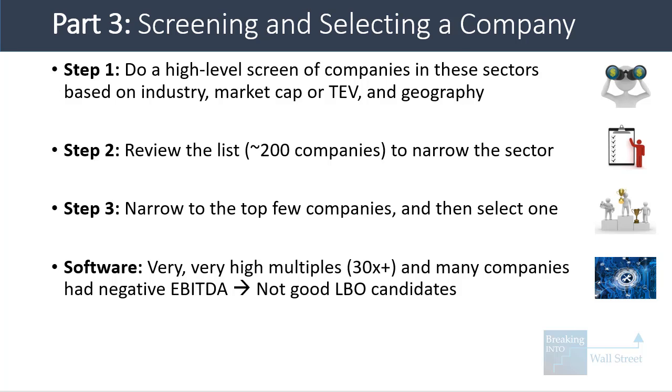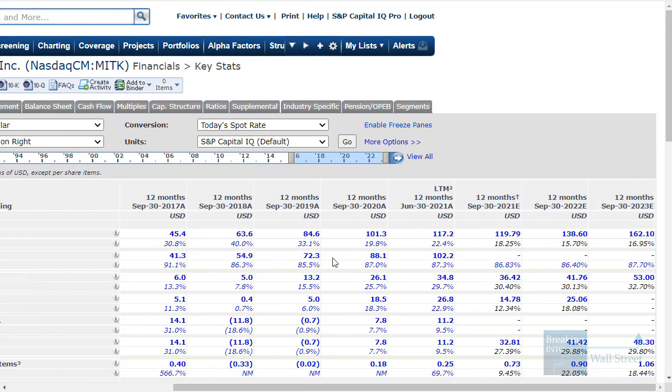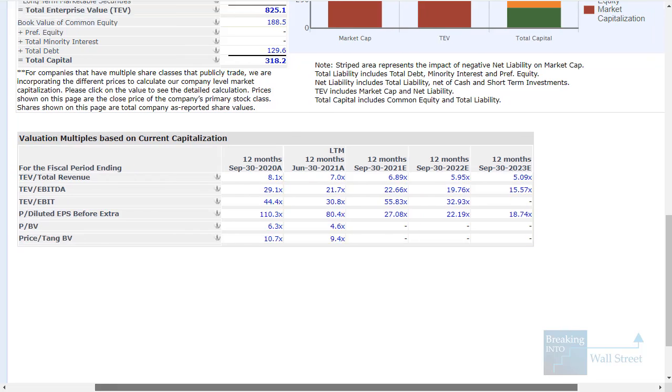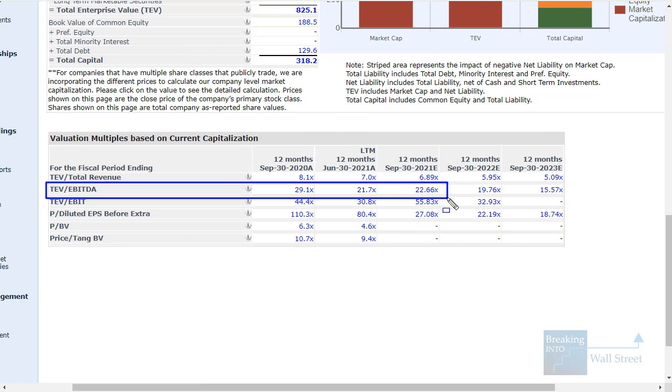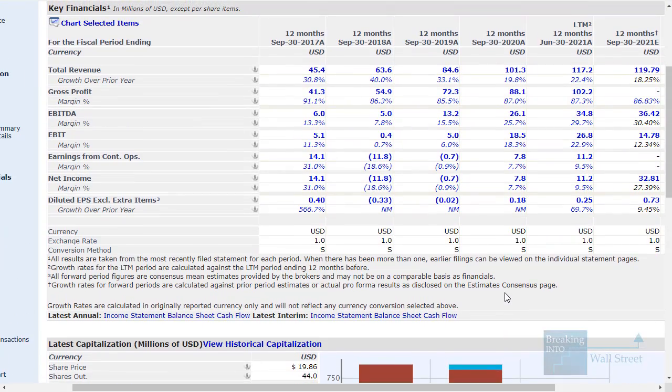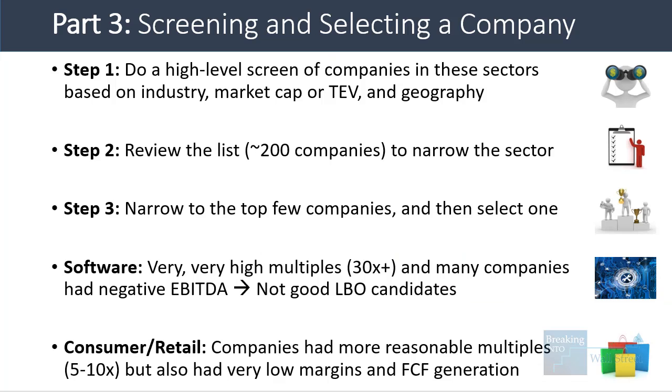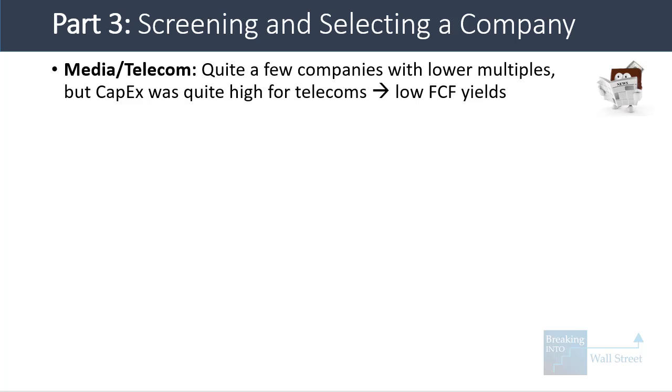Just to give you a quick example of this, if we look at this company, MeTech Systems or MyTech Systems, they do have some pretty solid growth rates here, 15, 20, 25% revenue growth. But the company is also trading at very high multiples here of between 20 and 30x EBITDA. We'd say that's too much. Also, if you look at their free cash flow yield, it's not really in that 10 to 20% range that we're seeking. In the consumer retail sector, the companies had more reasonable multiples, but their margins were also quite low and the free cash flow generation wasn't that great. And then in the media and telecom sector, there were quite a few companies with lower multiples, but CapEx was quite high for the telecom companies and free cash flow yields were lower as a result.